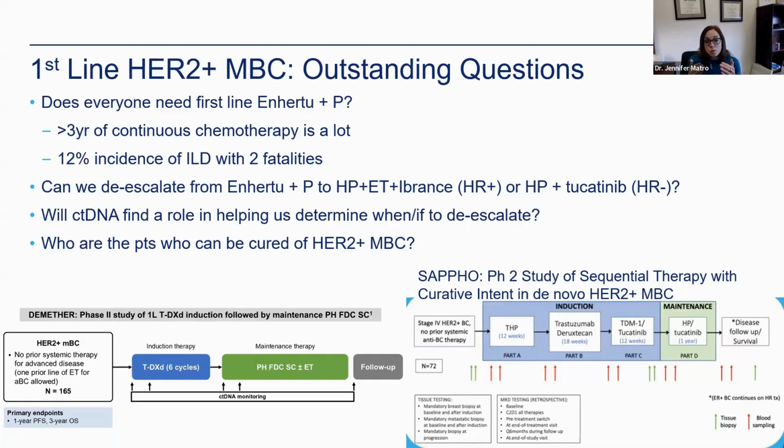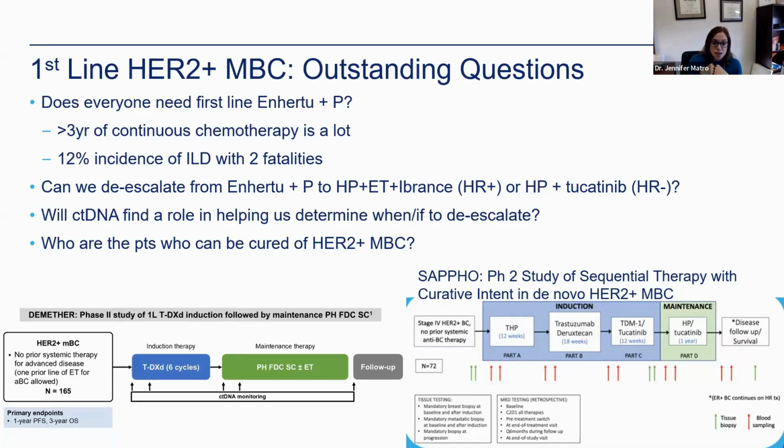We think we can probably de-escalate and sort of back down on some of the chemo, but we don't exactly know. And Enhertu also has some risky side effects to it, including something called interstitial lung disease.